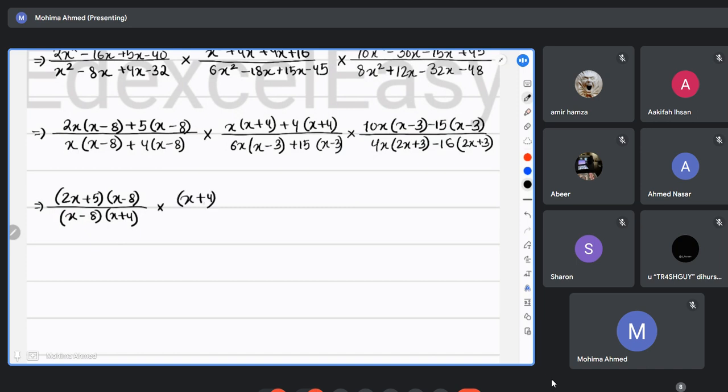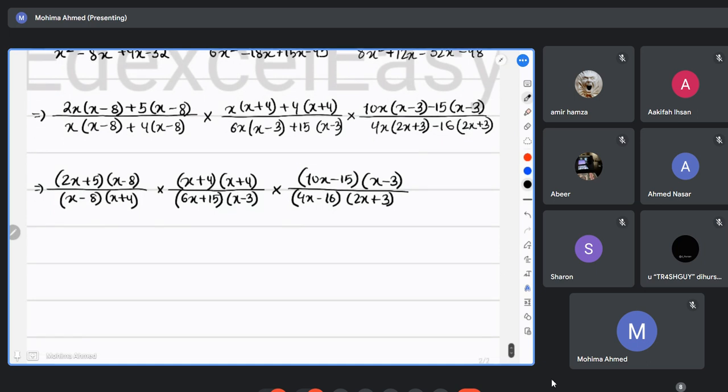On the second fraction, you have 2x plus 4. Obviously, you can write this as x plus 4 whole square, but I'm trying to keep this math in as much detail as I can. So this is going to be 6x plus 15 and x minus 3, multiplied with 10x minus 15 and x minus 3, 4x minus 16 and 2x plus 3.